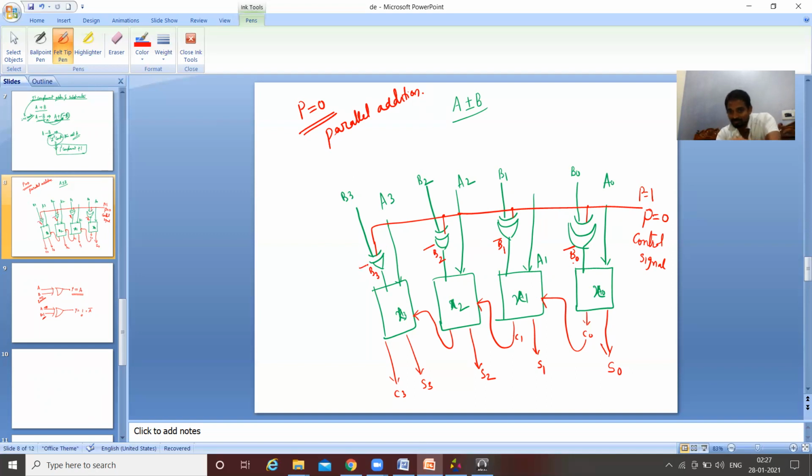Consider A minus B. We have to convert this B into its 2's complement. So first we have to do 1's complement. Whenever P is equal to 1, we are doing 1's complement. For this 1's complement we have to add 1, so when P is equal to 1, that 1 is added to this circuit.